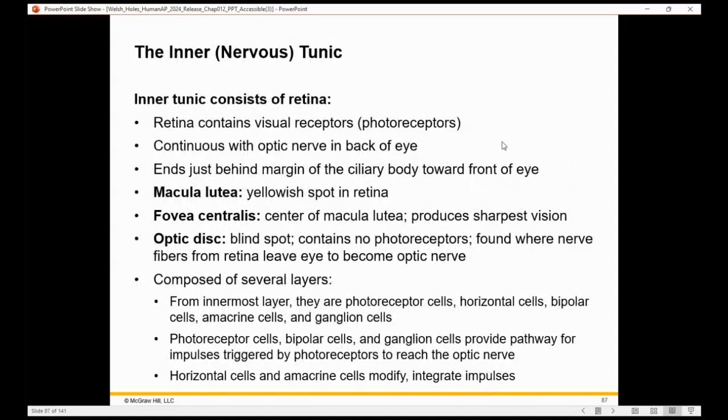The inner tunic consists of the retina. The retina contains visual receptors called photoreceptors, and it's continuous with the optic nerve in the back of the eye. It ends just behind the margin of the ciliary body towards the front of the eye.